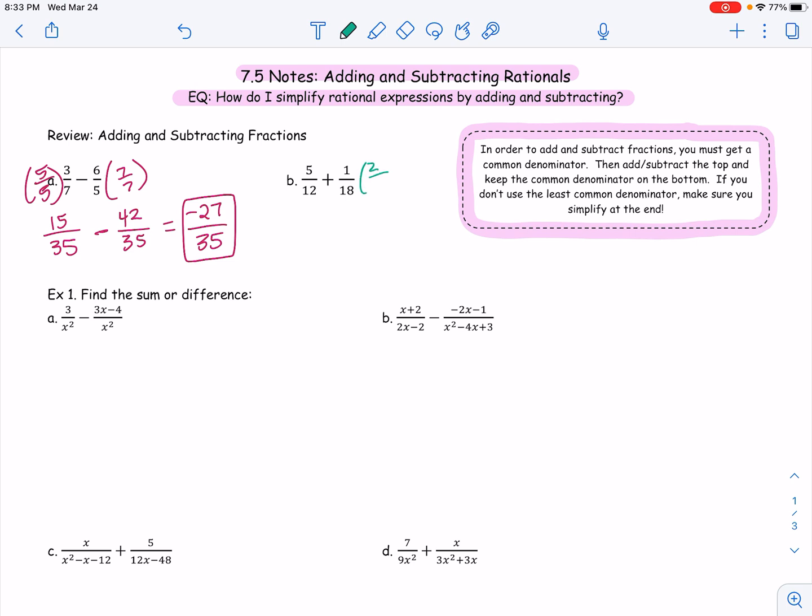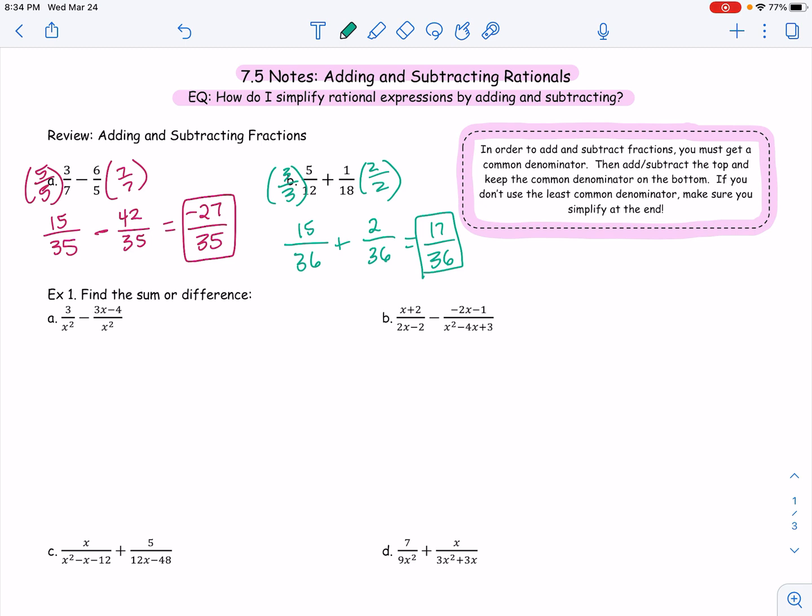So this is going to get multiplied by 2/2. This is going to get multiplied by 3/3. And so then again, I know my common denominator is 36. 3 times 5 is 15. This time we're adding our fractions. 2 times 1 is 2 over that 36. And so again, the common denominator stays the same. Numerators just get added together. 17/36 cannot be simplified. So then that is our final answer.